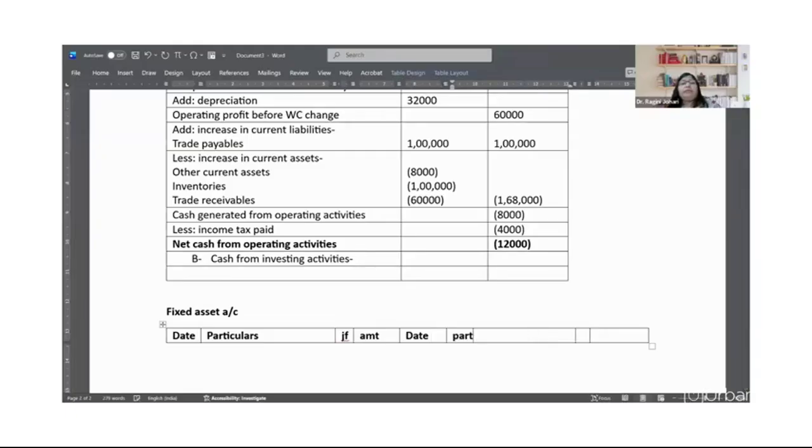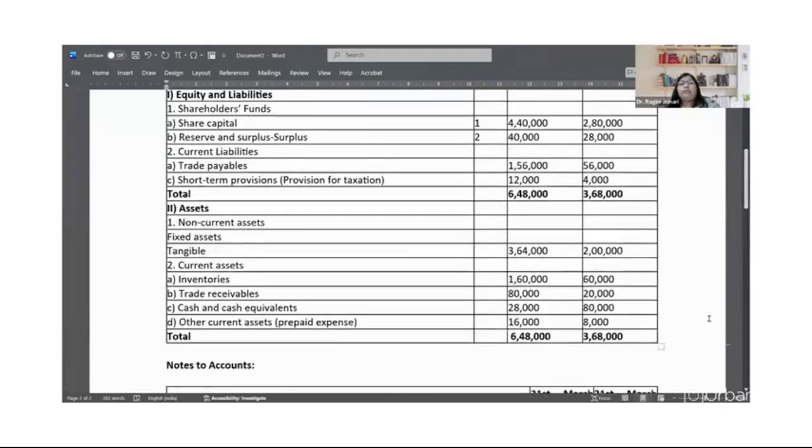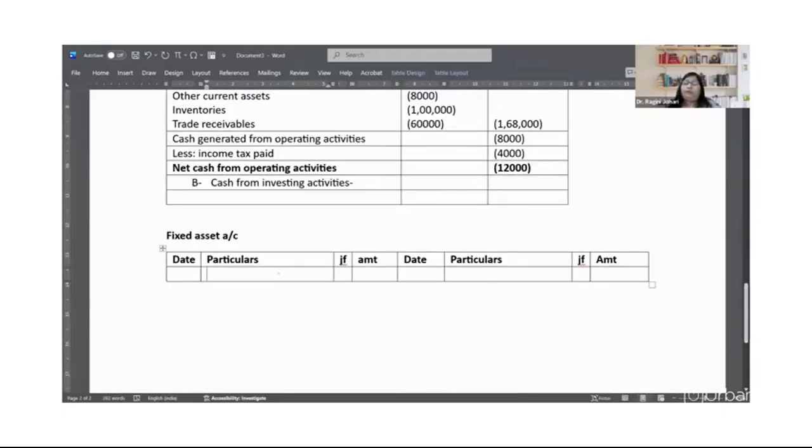In the previous year, the value of fixed asset was 2 lakh, right? Now, this is fixed asset, that means this value is going to persist for a long time. Okay. So what do we write here? We write here as balance brought down 2 lakh.